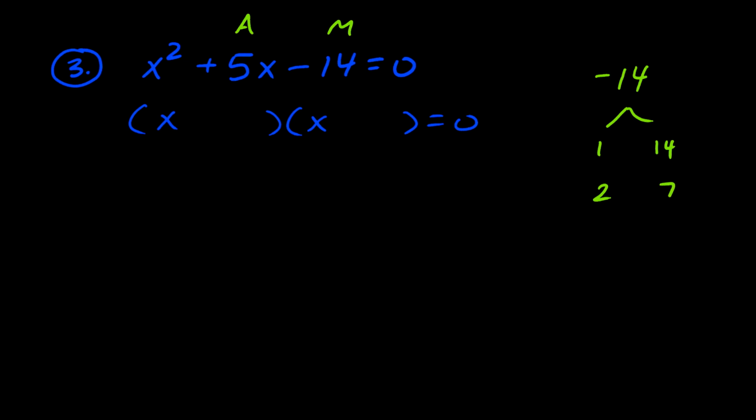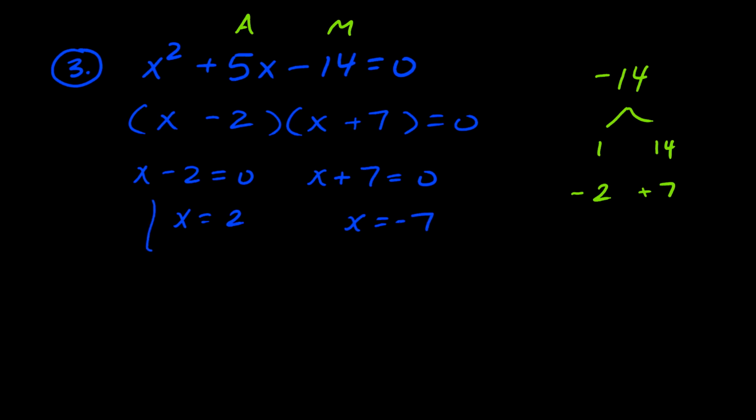So when we say add to positive 5, we're going to have to use one of these as a negative number. So clearly 1 and 14, there's no way to add or subtract to make a 5, but the 2 and the 7 there is. So if I need a positive 5, if I have negative 2 and positive 7, they'll combine to make a positive 5 and multiply to make a negative 14. So I can write minus 2, plus 7. Again, set each group equal to 0. x minus 2 is 0, or x plus 7 is 0, meaning x will equal 2, or x equals negative 7, will satisfy our equation.